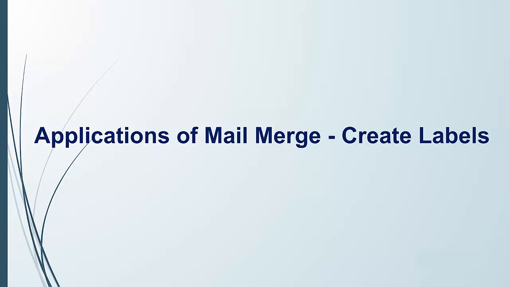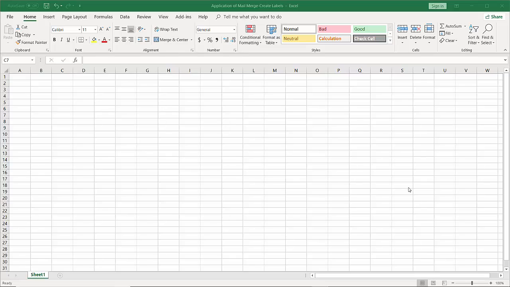In this video, we are going to learn how to use Microsoft Excel and Word to mail merge and create a bunch of mailing labels. To do that, I'm going to create some dummy data so that you can understand the whole concept thoroughly. So we are going to create some labels over here.